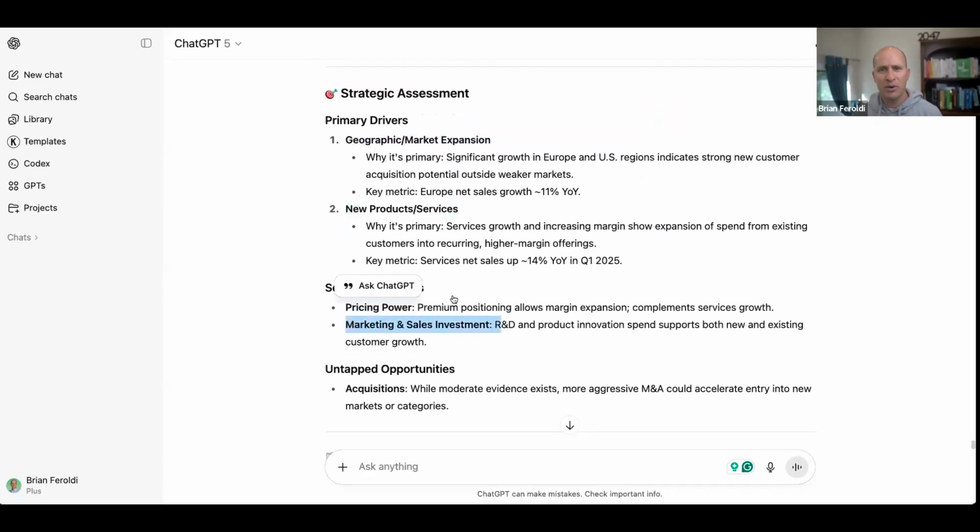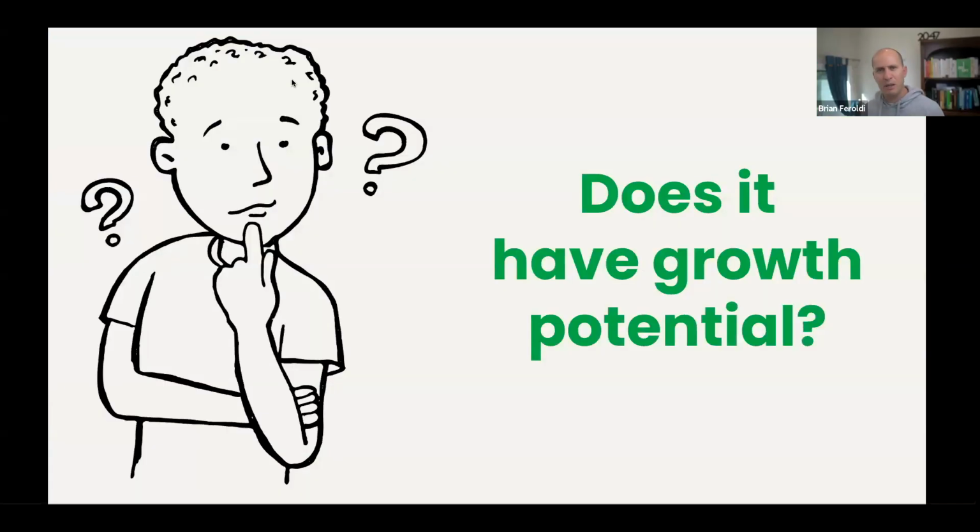Secondary is pricing power, and untapped opportunities are acquisition. So I would actually love to see what people think. Do you think Apple has good growth potential? Yes, great growth potential. Kind of, it's totally moderate. Or no, you don't buy that this company can grow anymore. And what's so interesting about this too is how important is that growth potential?